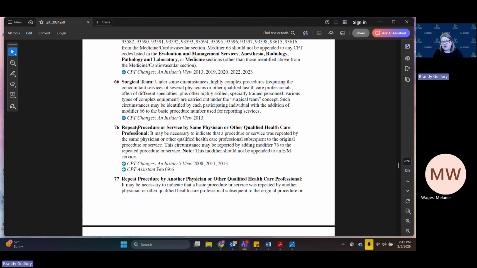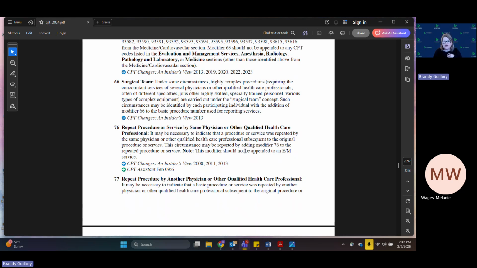Here we go, 66 and 67. Repeat procedure by the same physician, repeat procedure by another physician. So let's say you went and had knee surgery, and then something went wrong and you had to go have it again. If the same doctor did it, they would put a 76. Let's say you were not happy with that doctor and you went to a different office and had a different doctor do it. Well, guess what? You've already had the procedure done, but this is a different doctor. So they got to put a 77 instead of a 76.